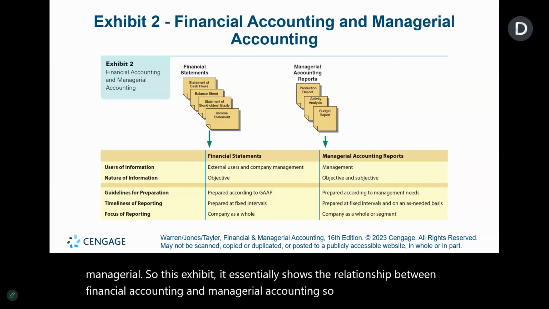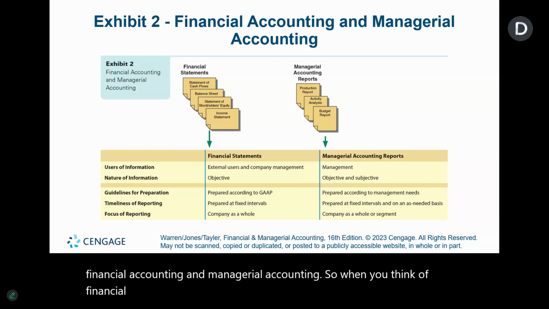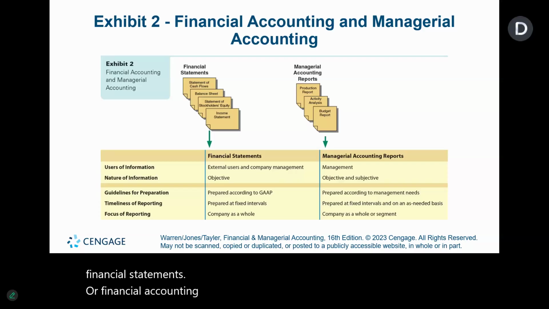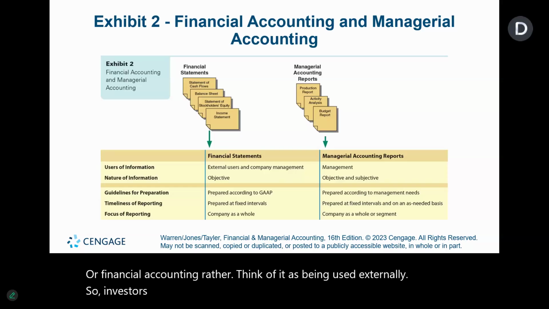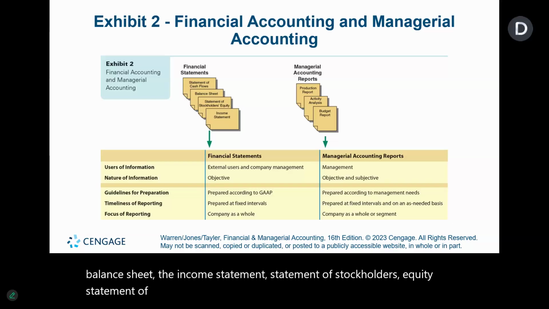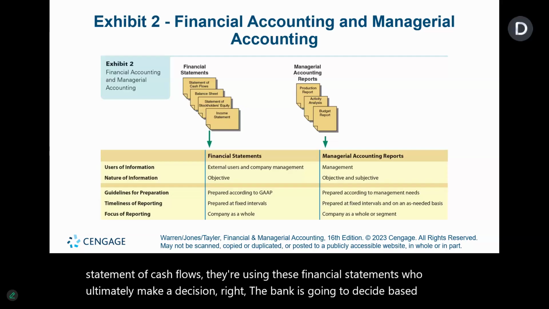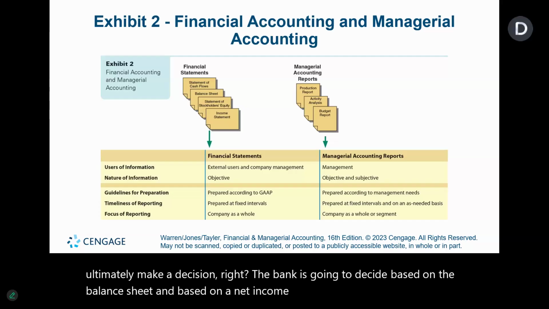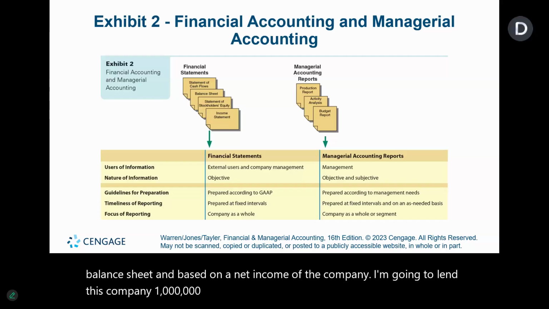When you think of financial accounting, think of it as being used externally. Investors and creditors are using the financial statements, the balance sheet, the income statement, the statement of stockholders' equity, and the statement of cash flows, to ultimately make a decision. The bank is going to decide based on the balance sheet and the net income of the company, I'm going to lend this company $1 million, or I'm not going to lend them $1 million.